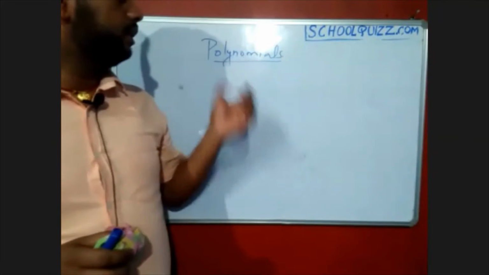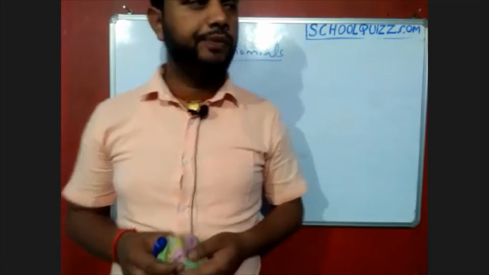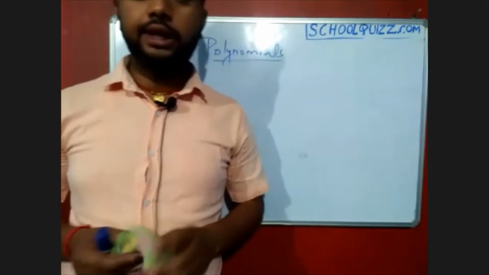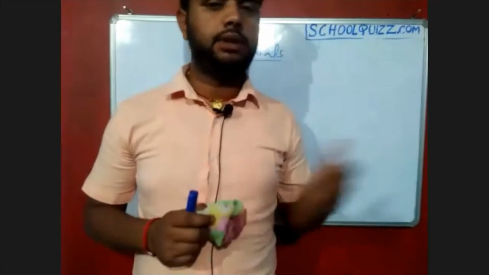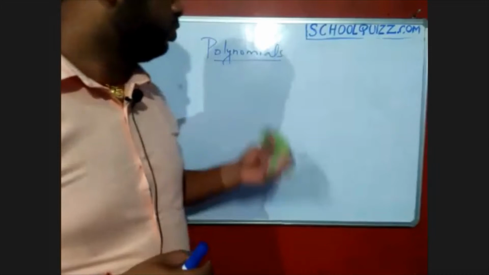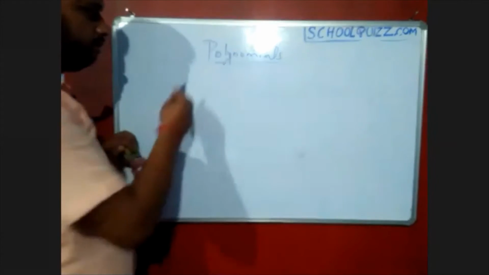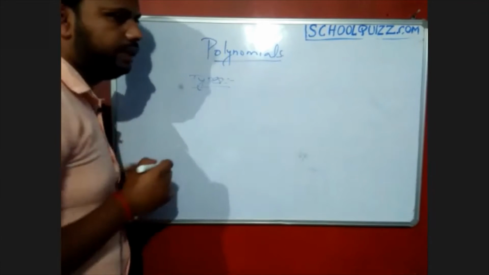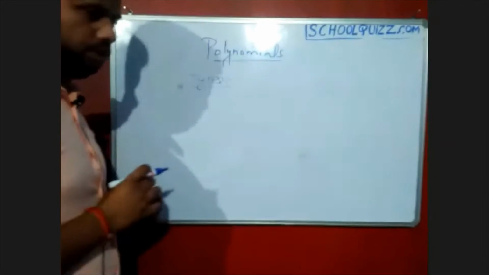In the last videos, we explained polynomials: what polynomials are, how we can find the degree of a polynomial, and the types of polynomials, which are based on degree and on the number of terms. In this video we are going to explain the types of polynomials and how we can find the solution of those polynomials, which we call the zeros of polynomials.